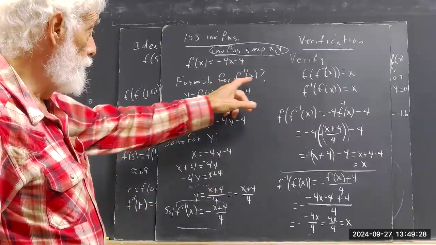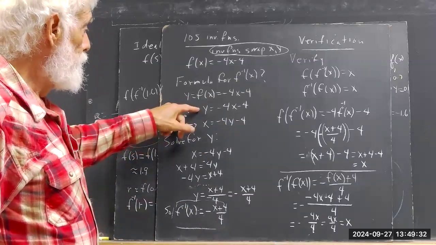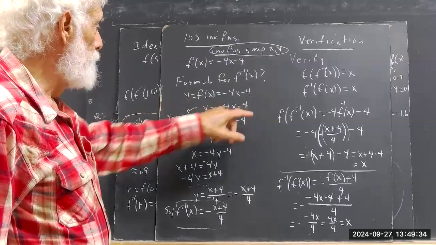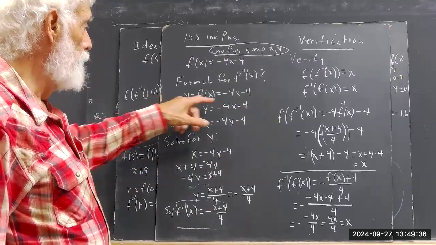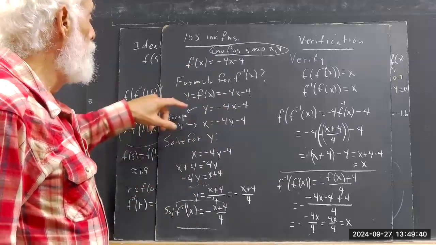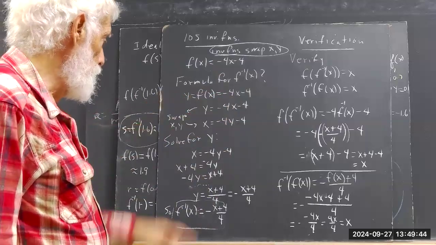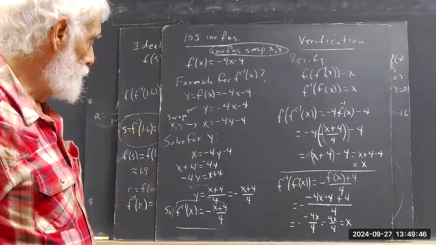You want to find the formula for f inverse of x. What do you do? You swap x and y. So you take y equals 4x minus 4, y being equal to f of x, which is equal to 4x minus 4. You swap x and y, and there it is. y becomes x, x becomes y. Solve it for y. Steps are simple.